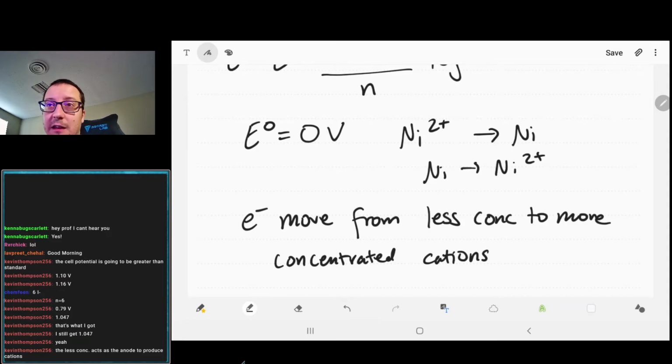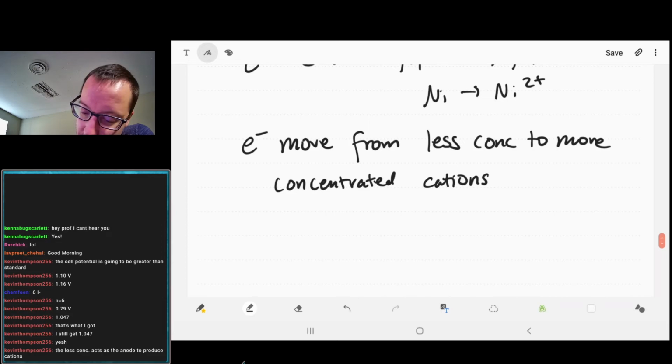So as Kevin has said, yes, it's going to act as the anode. So the electrons are going to move from the less concentrated side to the more concentrated side to get rid of some of those extra zinc ions, or I'm sorry, nickel ions in the more concentrated cell. So what's going to happen here, as a result, we know that our reaction here is going to, we can calculate Q for it.